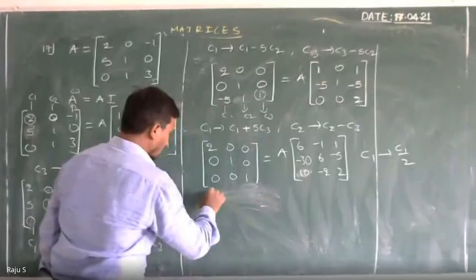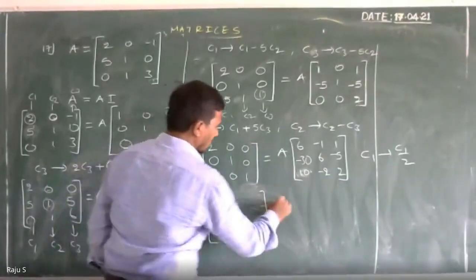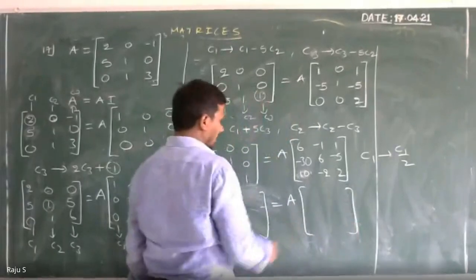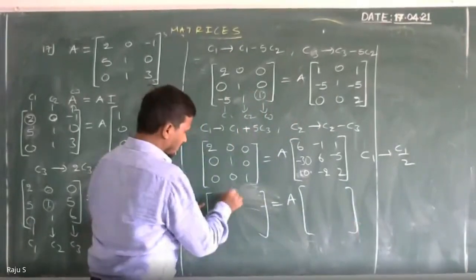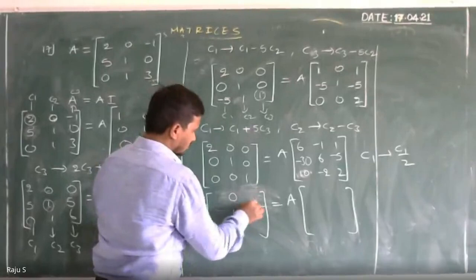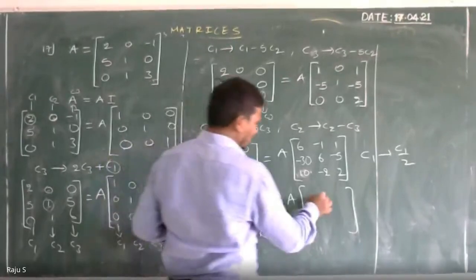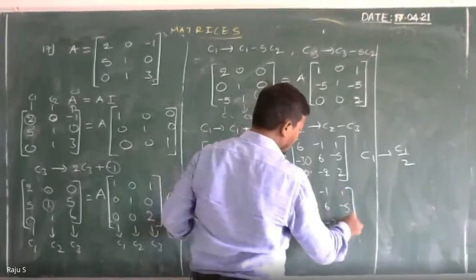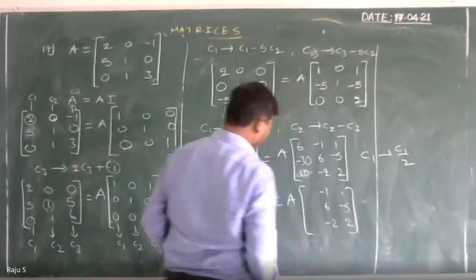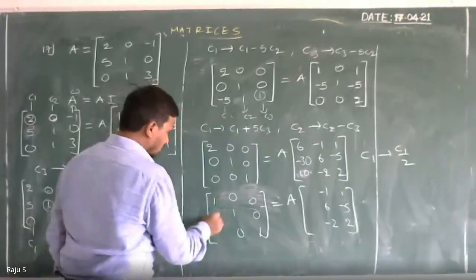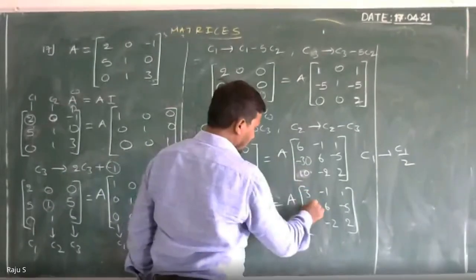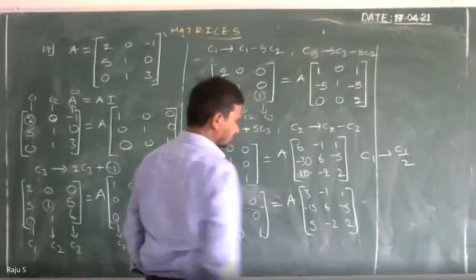So I'm applying the transformation where only C1 will be changed. The rest stays the same: 1, 0, 0, 0, 1. Here also minus 1, 6, minus 2, 1, minus 5, 2. Then what about here? 1, 0, 0. Dividing by 2, 3, minus 15, 5.